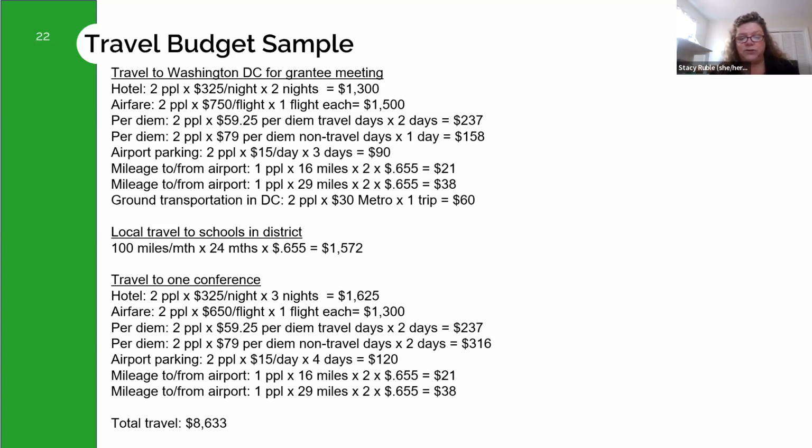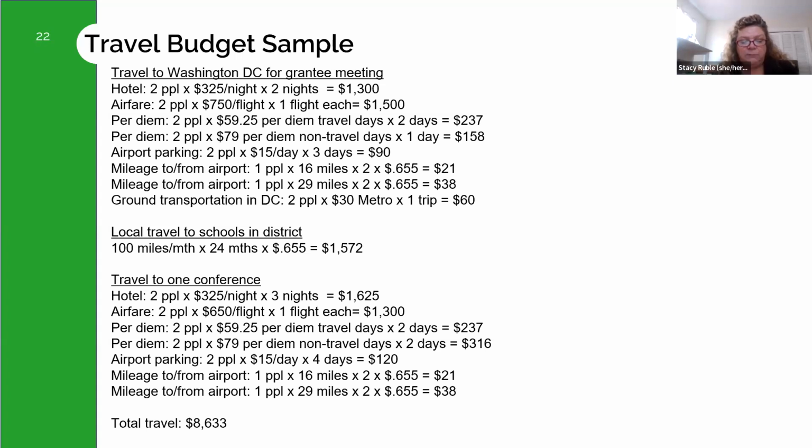And so you may want to have that money budgeted so you're not eating that. And then I also included travel to one conference, because if you're going to go to a conference, chances are you're going to have to travel there unless it's local. So again, we have hotel, airfare, per diem, parking, and mileage to and from the airport.